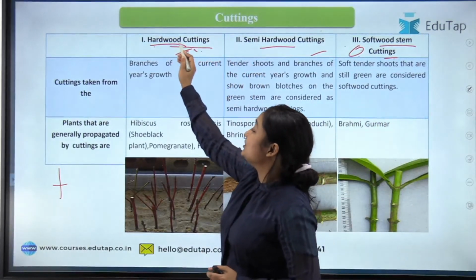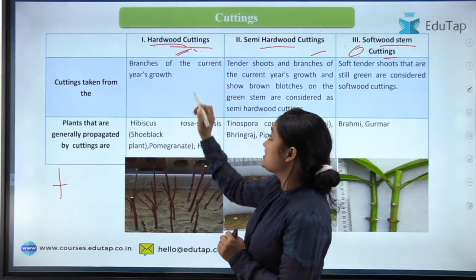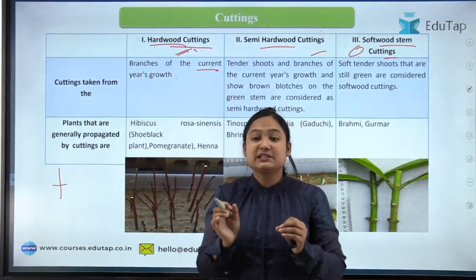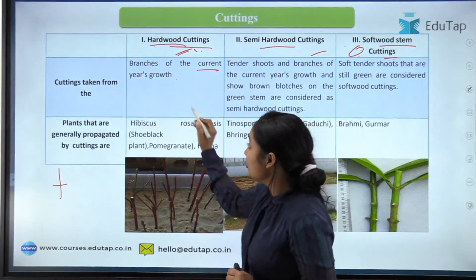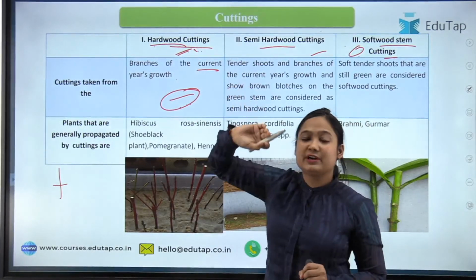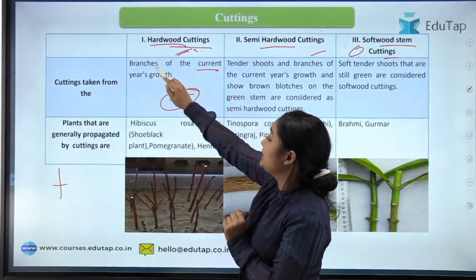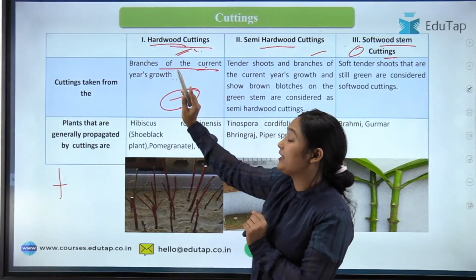See, when we are talking about hardwood cutting, what is this hardwood we are talking about? This is the wood that has grown in the current year. Suppose it is 2022, the wood that has grown in 2022, that wood is your hardwood cutting. So everybody is clear? You should know this about hardwood. What does it mean? The branch that has grown in the current year.